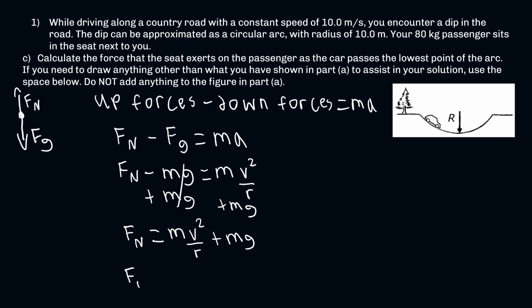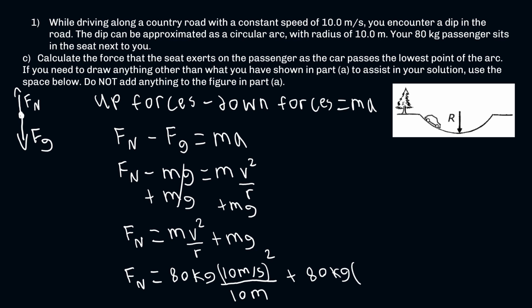So we have here the normal force equals the mass, which was 80 kilograms, times v squared here, which is going to be 10 meters per second, raised to the second power, all over 10 meters, plus 80 kilograms times g, which again is 10 newtons per kilogram, or some teachers like to use 10 meters per second squared. It's the same exact thing.